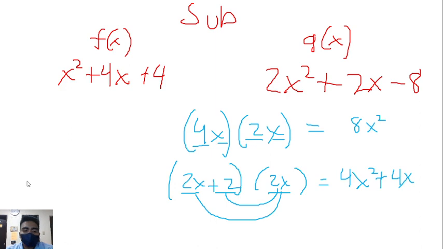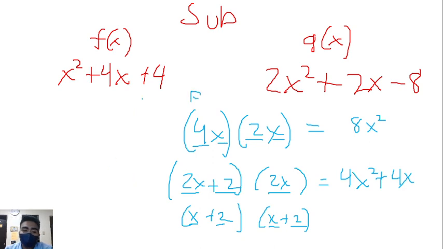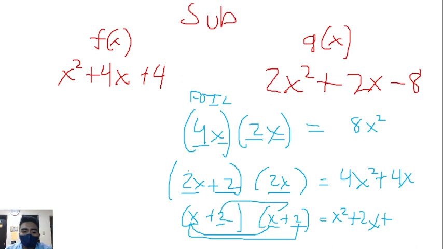What if, for example, x plus 2 multiplied by x plus 2? Of course, you know this one. If they are both binomials, what we simply do is to FOIL it out. First, x multiplied by x, that is x squared, correct? Outer, x times 2, that is 2x. Plus inner, 2 times x, that is 2x.